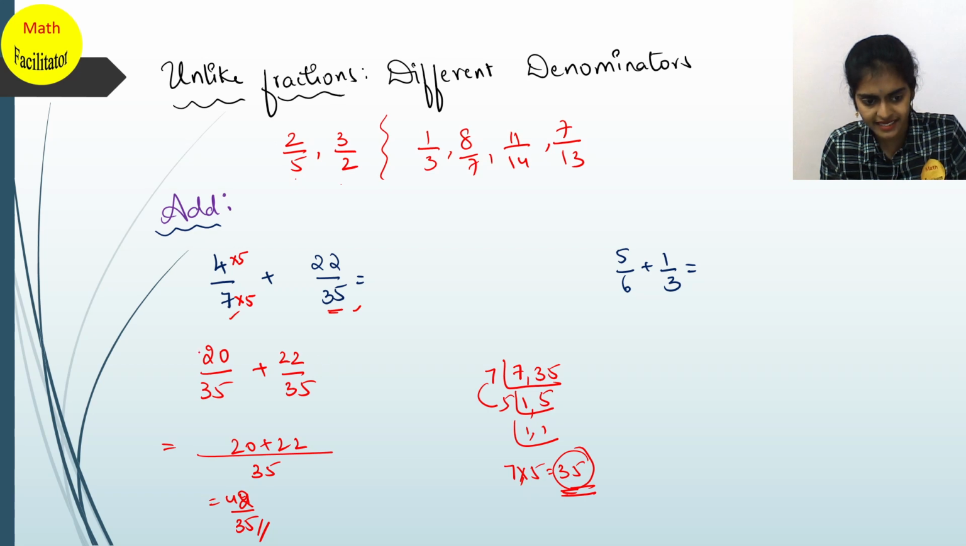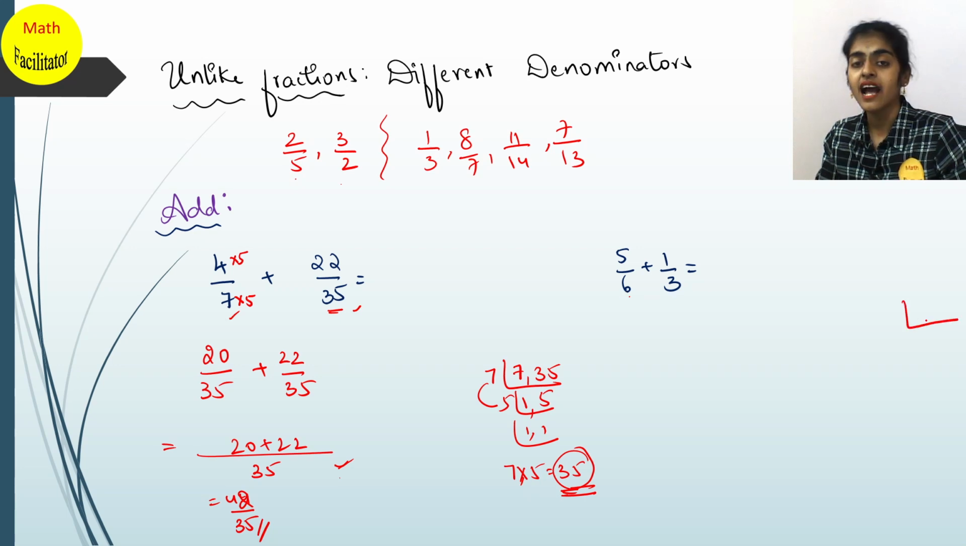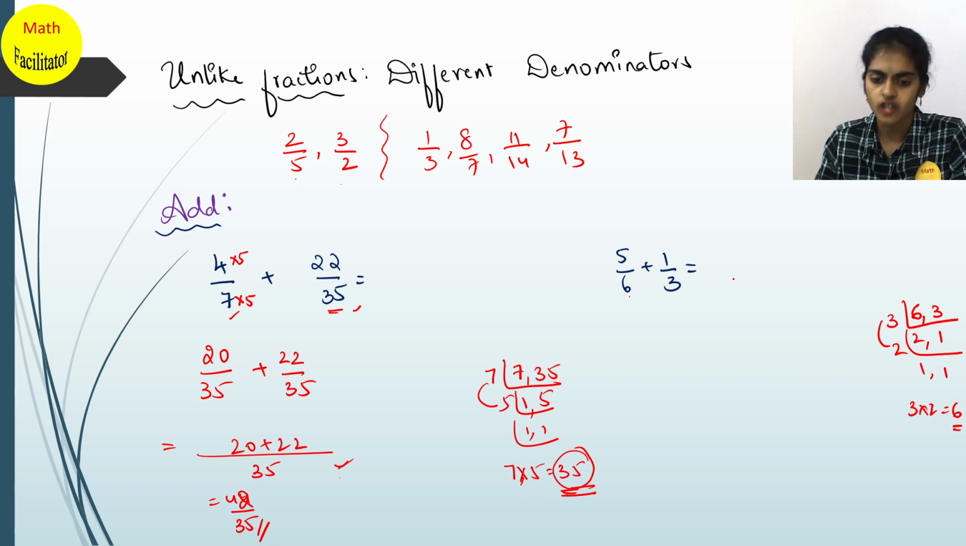Usually we eliminate the second step and directly go for the third step. But this is the logic which we are following. Now here, let us eliminate the second step and directly do it. So see, the denominators are 6 and 3, which means these are unlike fractions. So let us take the LCM of 6 and 3. 3 2s are 6, 3 1s are 3. So the LCM is 6.